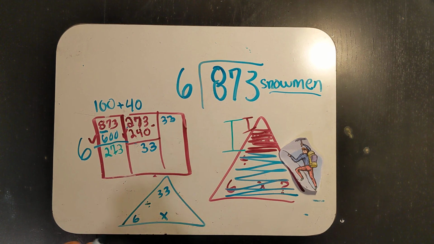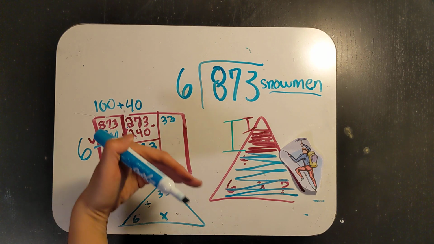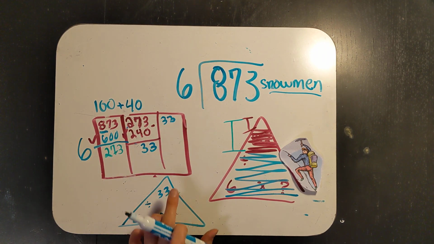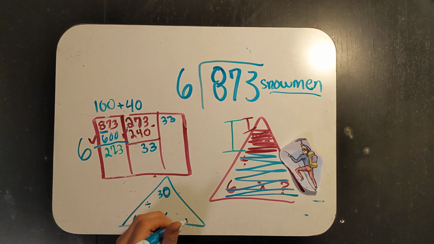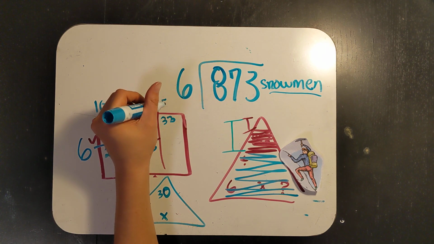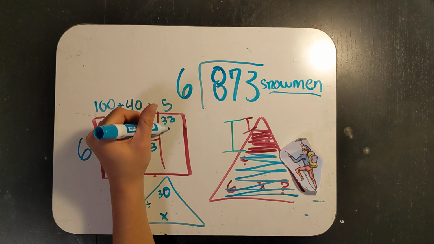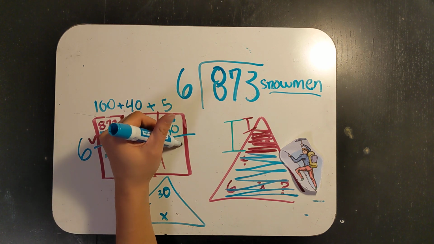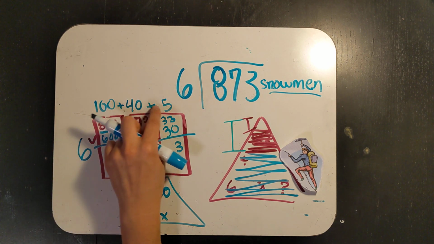6 times something. So you skip count your 6s. What's the closest you can get to 33? You can't get to 33, but you can get to 30. 6 times 5 is 30. And you have a remainder of 3. So add these together.